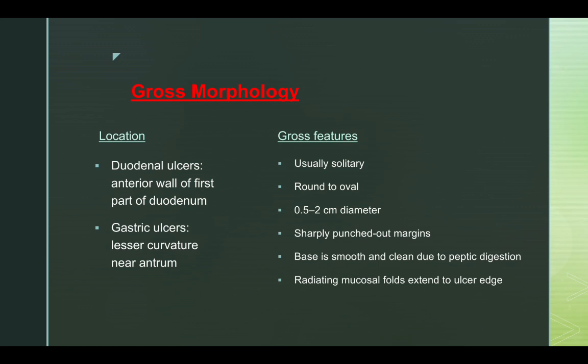Gross features: peptic ulcers are usually solitary, round to oval in shape, 0.5 to 2 cm in diameter. They have sharply punched out margins. The base is smooth and clean due to peptic digestion. Radiating mucosal folds extend to the ulcer edge.